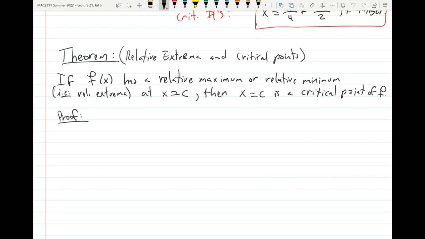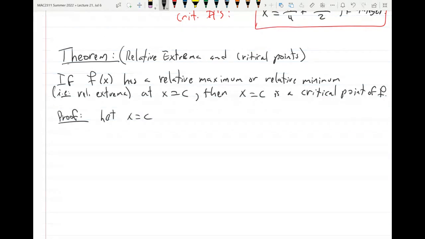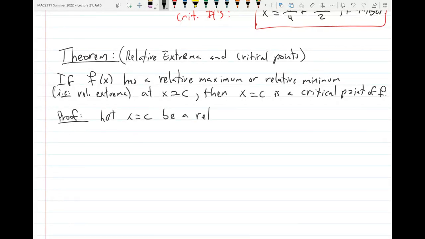So if f of x has a relative maximum or relative minimum at x equals c, then x equals c is a critical point of f. Okay, so this is an if-then statement. How do you argue if-then? You assume the if part, and then with that information, you want to prove the then part. Okay, so this is your hypothesis. So you take it for granted. So let x equals c be a relative extreme. It could be maximum or minimum. I don't know what it is. Okay, be a relative extrema of f.